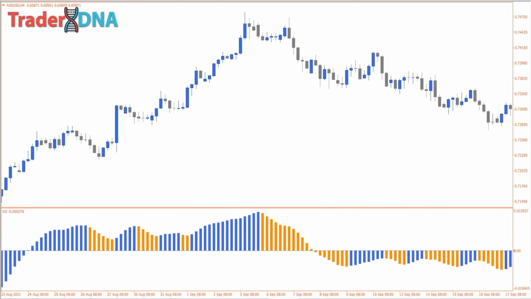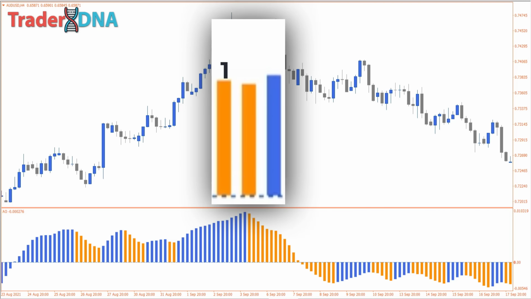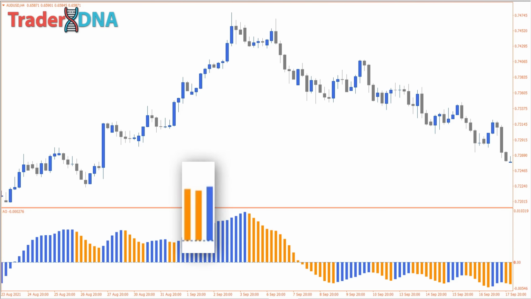Strategy number 3. Saucer strategy. The saucer trading strategy involves identifying a specific pattern of 3 consecutive bars on the histogram to spot either a bullish or bearish signal. This strategy looks for rapid shifts in the momentum of the Awesome Oscillator histogram, all occurring on the same side of the zero line. The Awesome Oscillator saucer setup is recognized as follows.